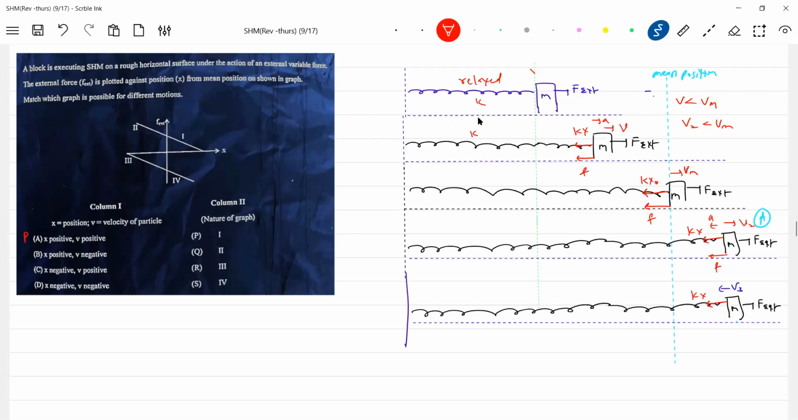Yeah, like F external is equal to Kx plus F we are getting, but the slope is negative now, sir. This one. So yeah. Possible or not is what it's asking.